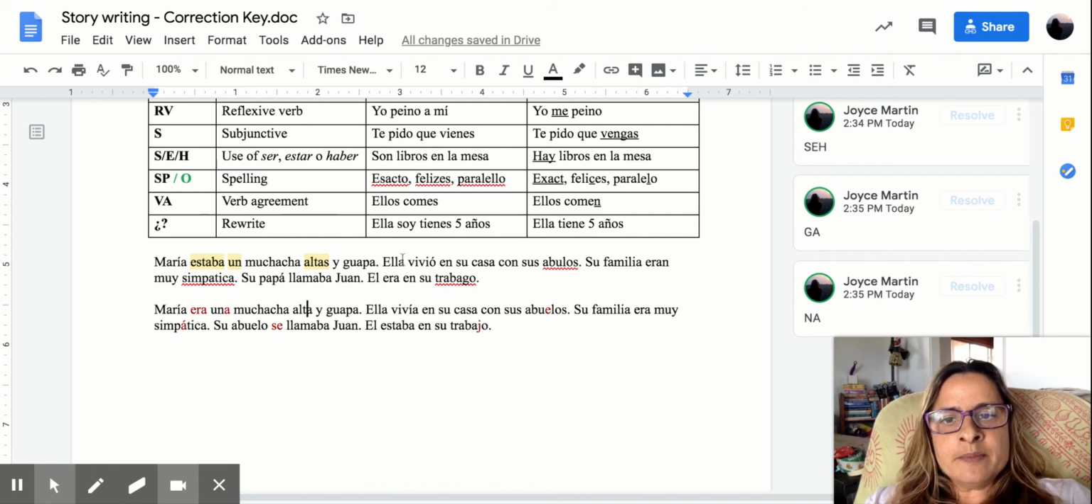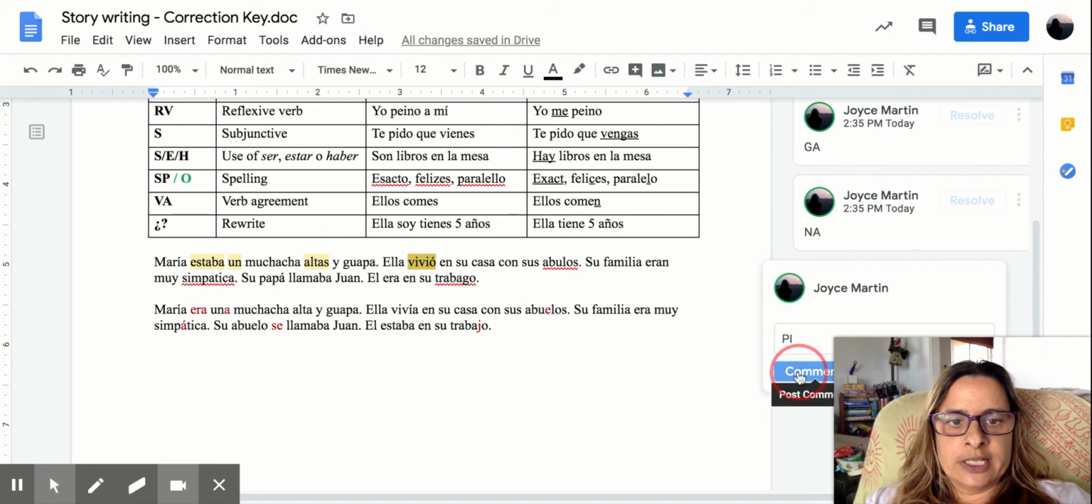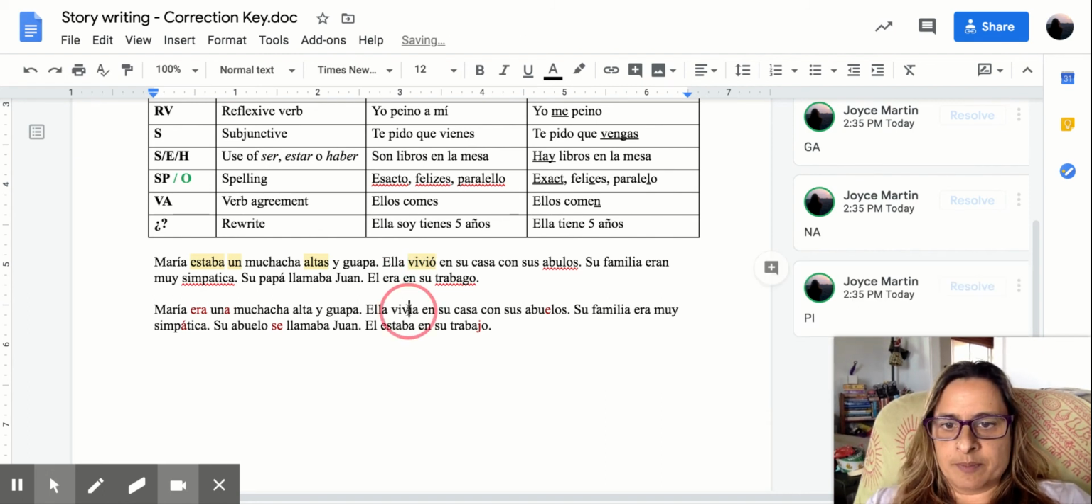Moving on. She lived in a house with her grandparents. This is part of our introduction paragraph. It's not a case of she lived there and then she moved somewhere else. It's not a series of actions. It's a description. It's part of our context. So here we have a preterite and imperfect issue. It should not be in the preterite. It should be in the imperfect, which I have fixed it to there.